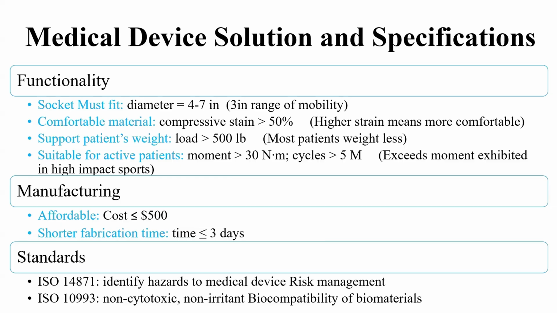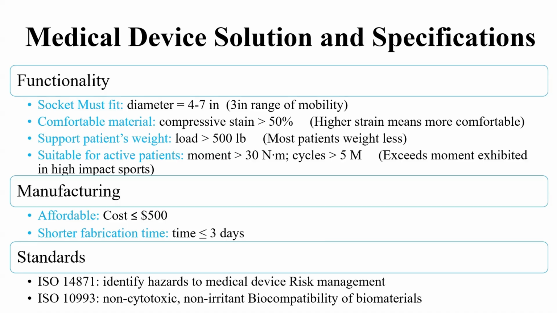And we have four main criteria for this section, which is the socket must fit. It must be comfortable, meaning that the strain must be 50% or higher. So higher strain, which is the change and the deformation of the material, the material needs to be able to deform and go back to its original shape. And it needs to be able to do that to 50% of its shape. So 50% or higher means that the material is comfortable.